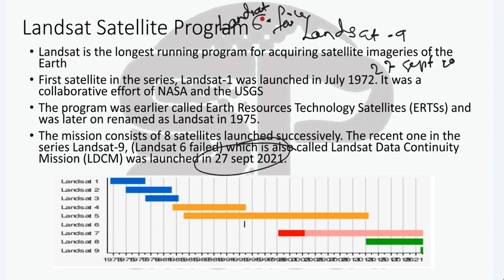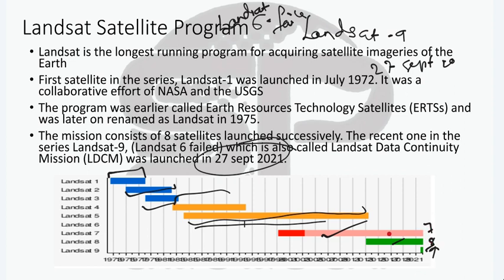Okay, in your Mars mission, the satellite was made to study only 8 months, but it worked for 4 years. Mangalyaan. Okay. So likewise, this is the Landsat 1 lifetime. Landsat 2, Landsat 3, Landsat 4, Landsat 5. Okay, Landsat 6 failed. This is Landsat 7, 8, 9. These are working. Landsat 7, 8, 9 are now working. Okay.